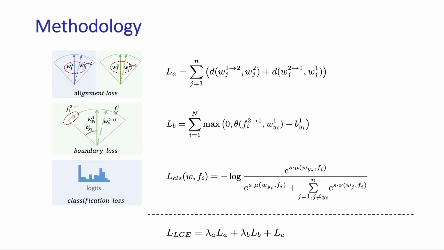For losses, alignment loss aligns class centers from the same ID. We use boundary loss to form a compact inter-class distribution of the new model. Classification loss is also adopted to supervise the training.